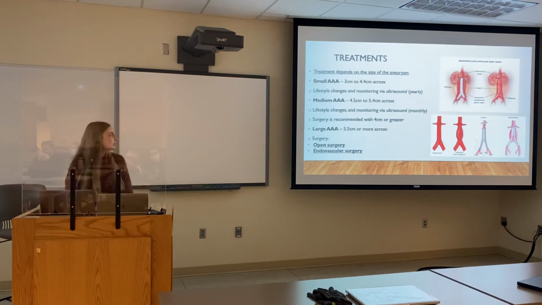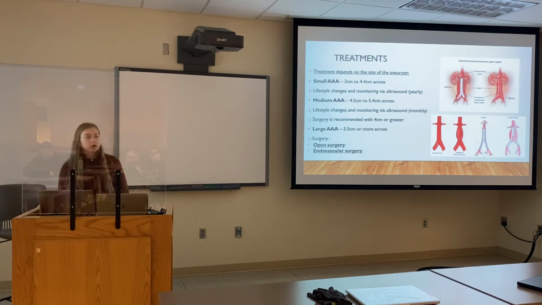And so next, some treatments. Treatment largely depends on the exact size of the aneurysm, and there are 3 typical categories that this falls into. There's small, which ranges from 3 centimeters to 4.4 centimeters across. For this, doctors will usually not recommend anything too invasive like surgery, but they will recommend lifestyle changes and check it usually yearly, sometimes monthly, via ultrasound, just to make sure that the aneurysm isn't growing and that everything is staying stable. Some of the lifestyle changes that they will recommend are to stop smoking and drinking, eat healthy, exercise regularly, and maintain a healthy weight.